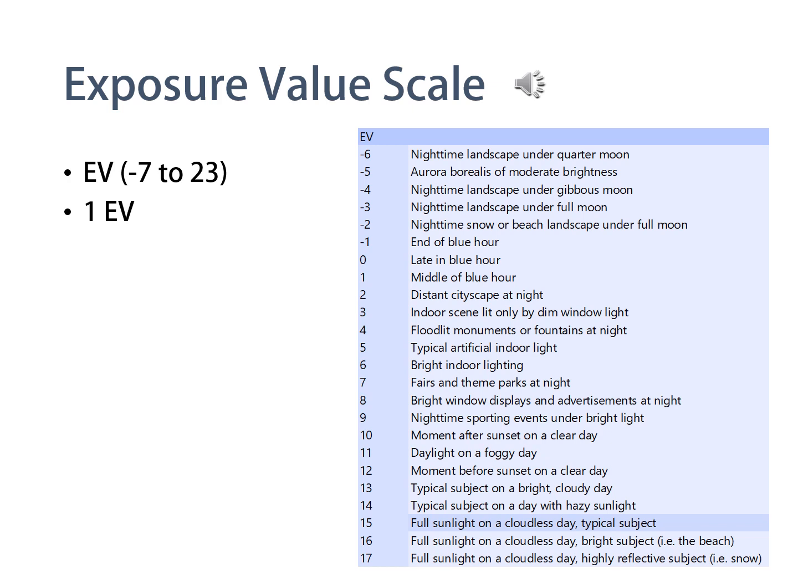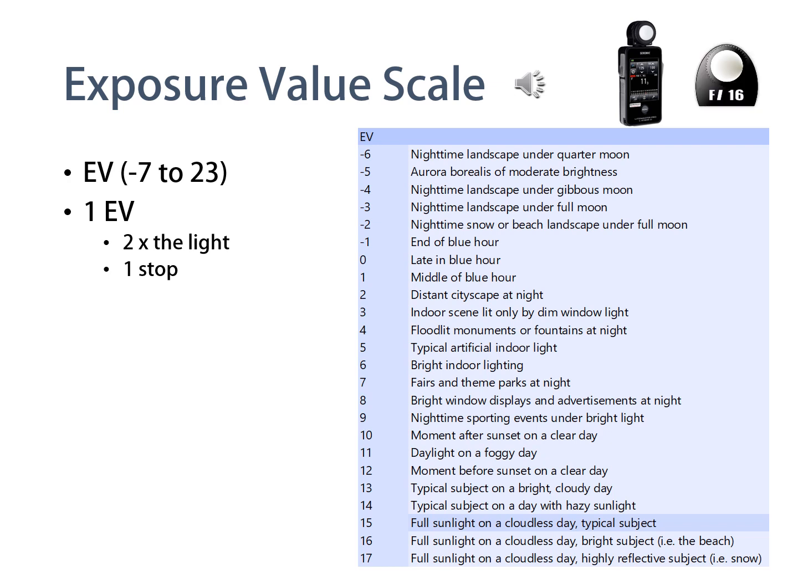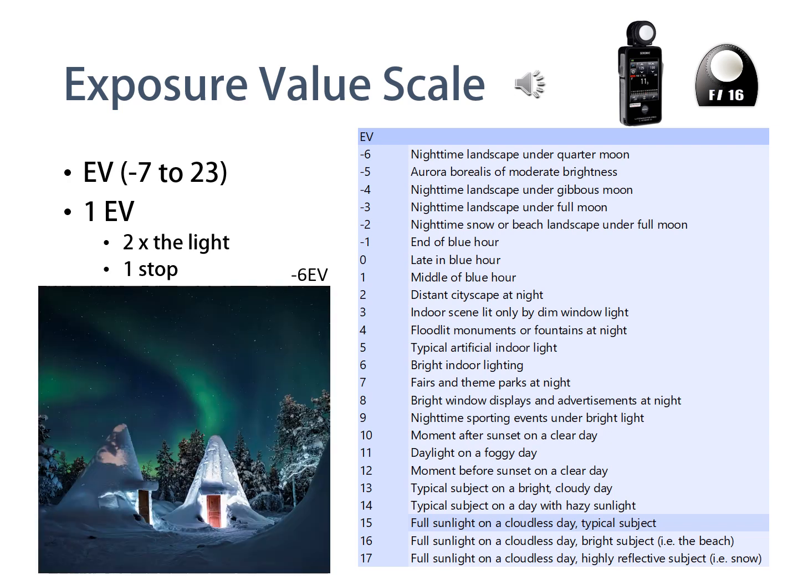Each step up on the scale is a doubling of the amount of light. So EV1 is double the light of EV0 and so on. Moving one step on the EV scale is also known as one stop. Traditionally, photographers would use a handheld light meter to measure the EV, but they're now built into cameras. You can even get a light meter app for your phone. The photograph shown here was taken at an exposure value of -6.